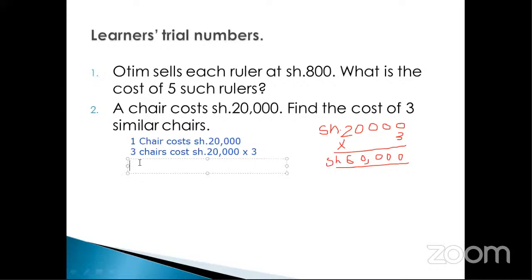So that is what you can say. If you want to say therefore, you can also say therefore in short form here, then you can write the statement that you are writing. Therefore, 3 chairs cost 60,000 shilling. So this is how you are supposed to do the work.